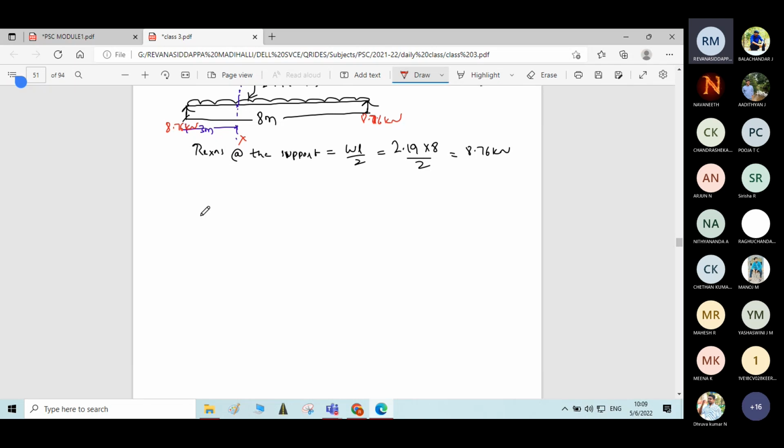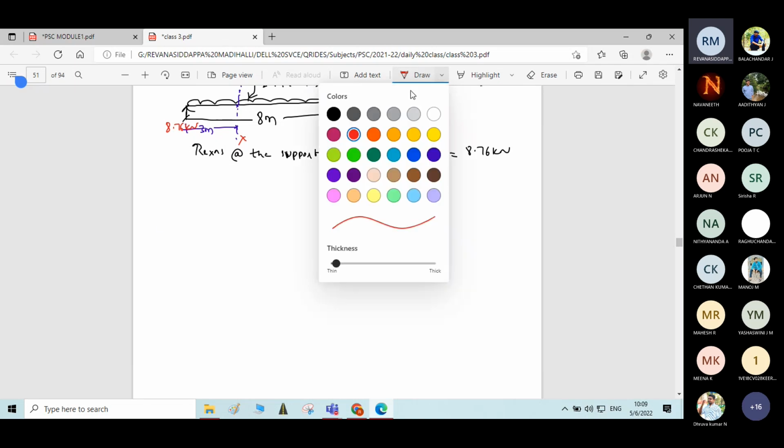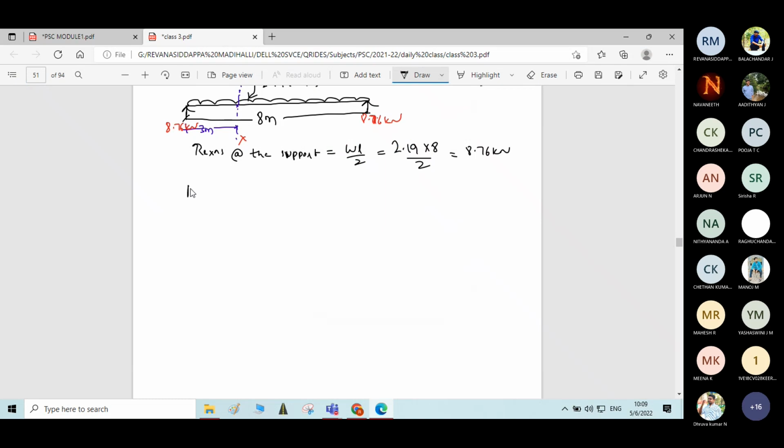Okay. Moment at 3 meter from the left support is given by Mg is equal to, what is the moment of this reaction about this point? It is 8.76 into 3 meter, and it is a clockwise moment, positive sign. Why is the next term minus?